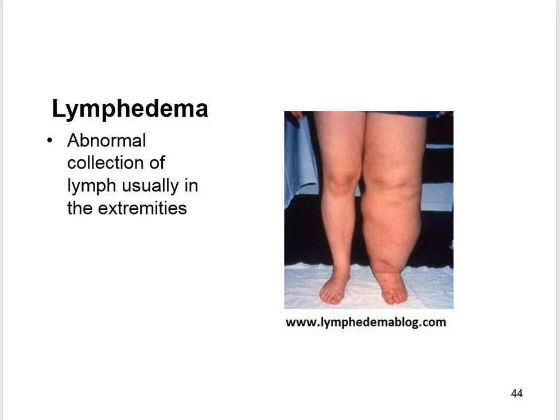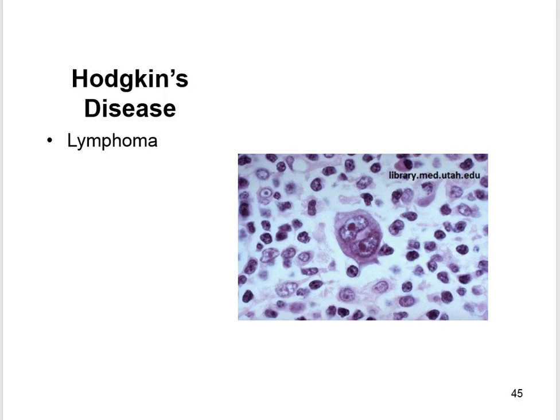Lymphedema. This is an abnormal collection of lymph, usually in the extremities, and it results from a blockage in the lymphatic system. Hodgkin's disease. This is a lymphoma, and the characteristic finding is the Reed-Sternberg cell, and that's what this little guy is. To me, he looks like a little owl with 2 eyes.